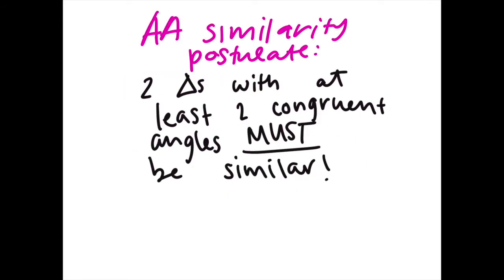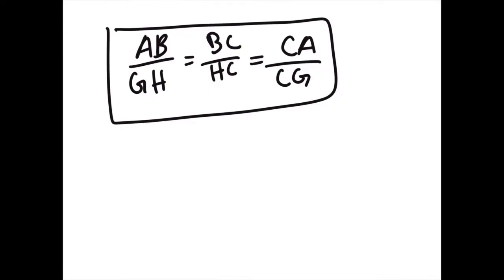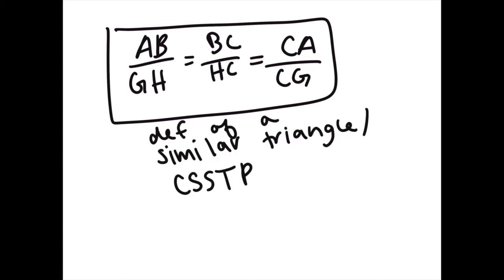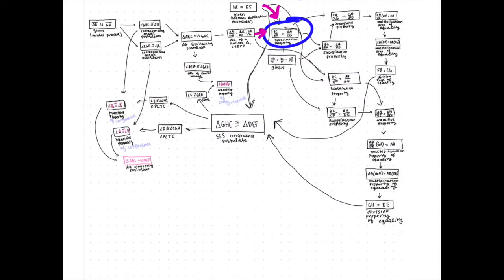Now that we have this information, we can go on to the next step, which is the fact that AB over GH is equal to BC over HC, which is equal to CA over CG. And that's due to the definition of a similar triangle, or you can also say CSSTP, but either one works. At least for this project, it is of course dependent on your teacher. Now let's go into the next step.